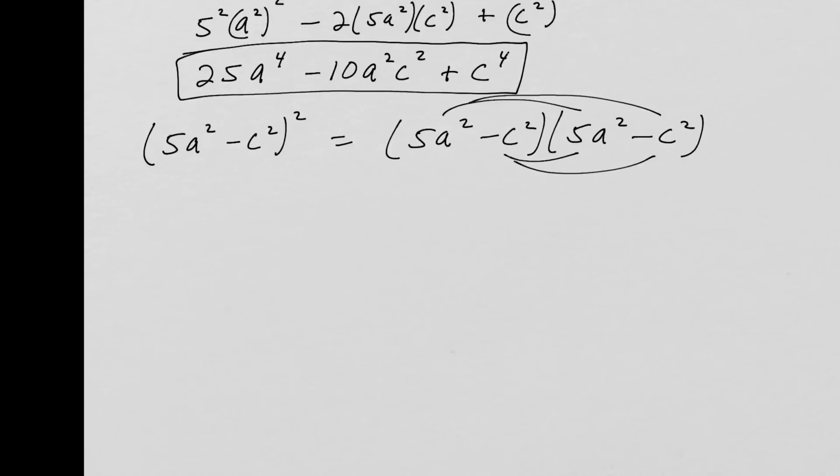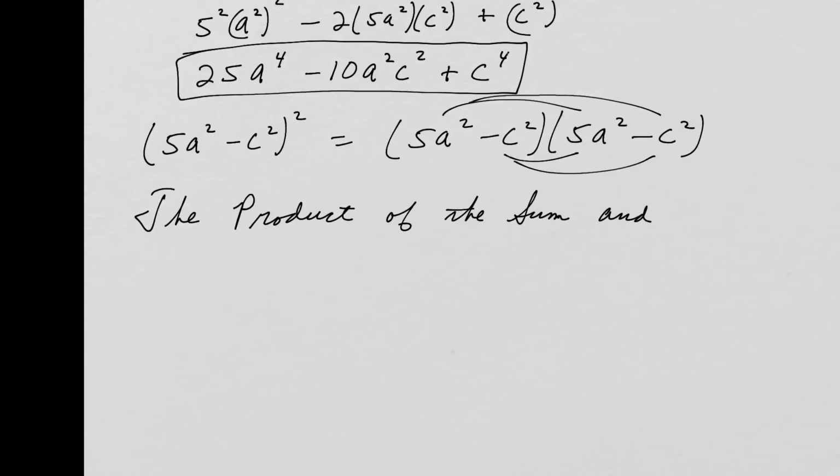Okay, now there's one more special product, and this one actually can be a little more useful because this one comes up a lot. Out of all of them, this is the one I would maybe memorize. It's the product of the sum and difference of two terms.